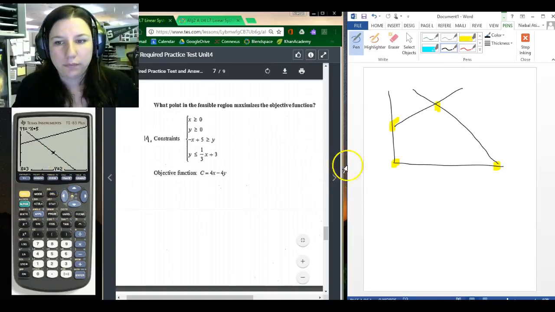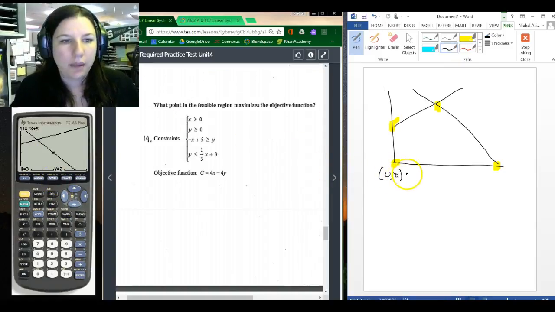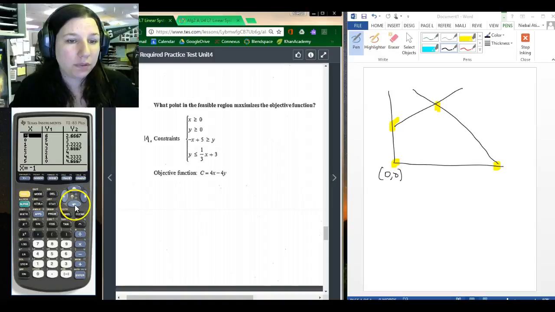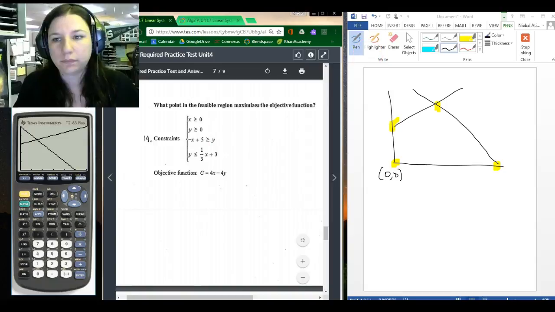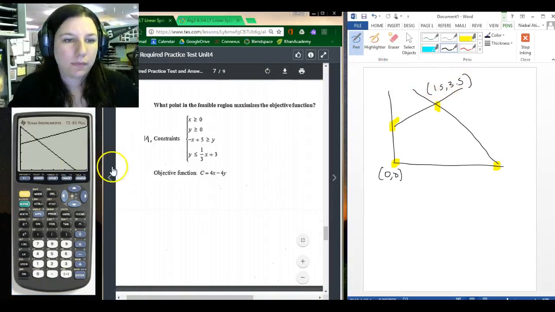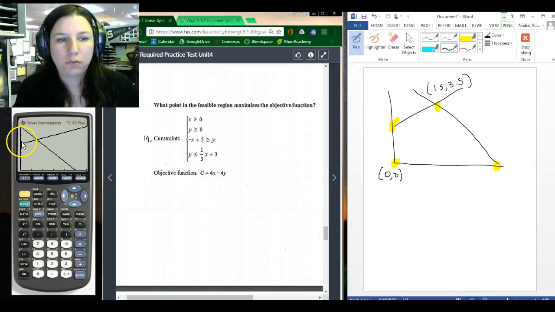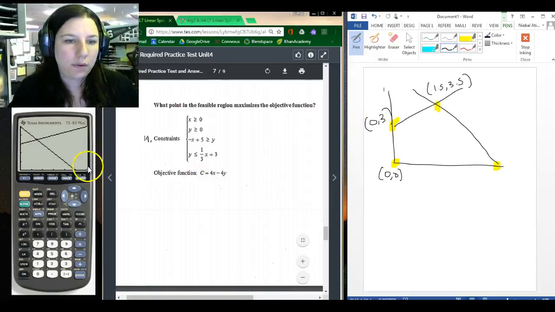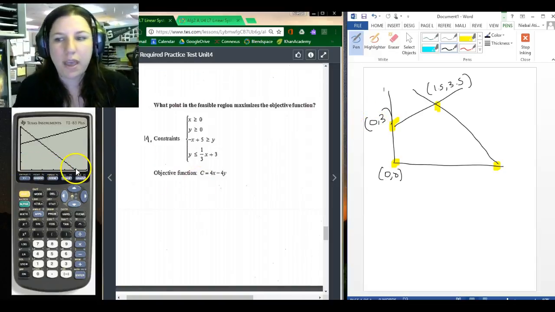So this one's 0, 0. Got that. This one looks like 1.5 and 3.5, perhaps. And this one's at 0, 1, 2, 3. And then this one down here is at 1, 2, 3, 4, 5, 0.